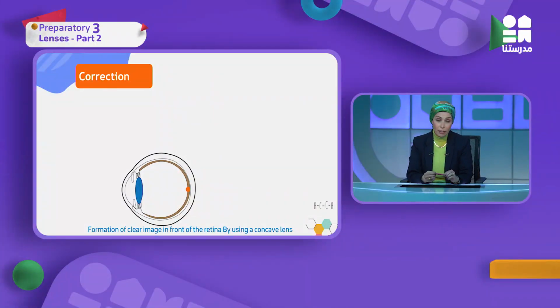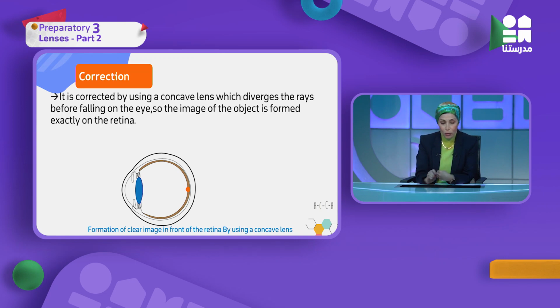So how can we correct it? How do I make the correction? Let's see how. For the correction we are going to use a type of lenses. We wear glasses. Which type of lens are we going to use in this case? The correction is by using a concave lens. What will the concave lens do? I said before that a concave lens diverges the light rays. Let's see how.